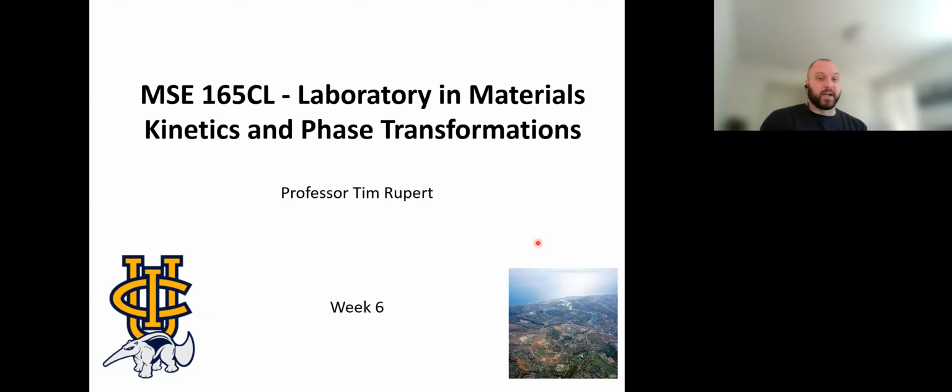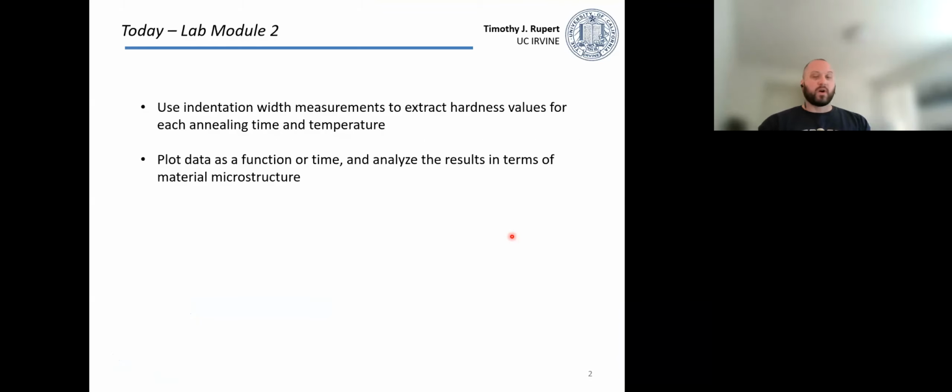And today we're going to be finishing up lab module 2, where we're looking at the precipitation hardening in aluminum copper alloys. So the main things we want to do today are to use that indentation width data that we obtained in our last module, or last lecture, to extract these hardness values for each of those conditions of time versus annealing temperature. We're going to plot this data so that we can understand it and analyze it in terms of what's happening inside of our microstructure.